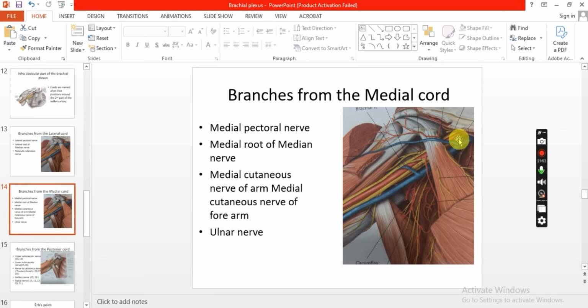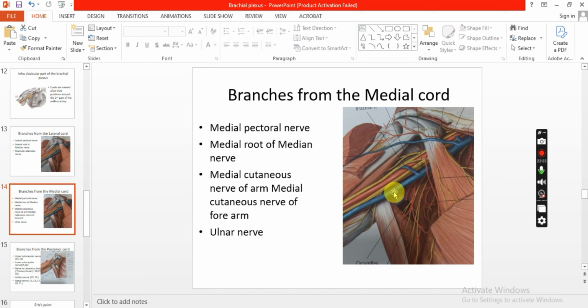Now coming to the branches of the medial cord. This nerve, piercing the pectoralis minor muscle and entering the deeper surface of the pectoralis major, is the medial pectoral nerve, supplying both pectoralis minor as well as the major. Okay, medial pectoral nerve, medial root of the median nerve.